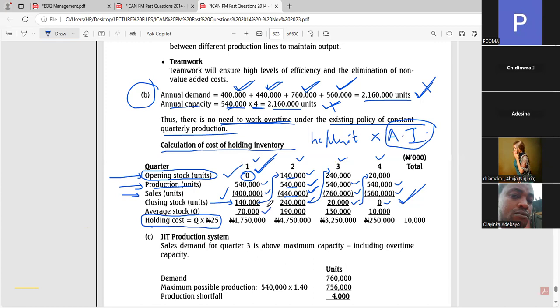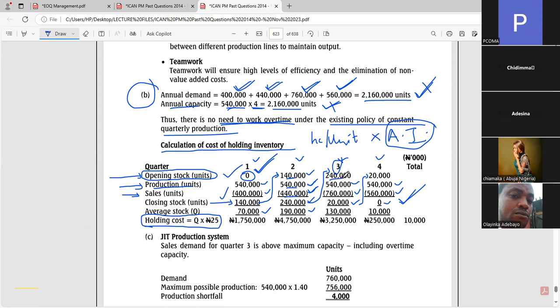Are you with me? For quarter 2, someone should read for me. What are we going to do? 140,000 plus what? 140,000 plus 240,000, divided by 2. You get 190. Is it 190? Yes, sir. Let's do quarter 3 to be sure again.